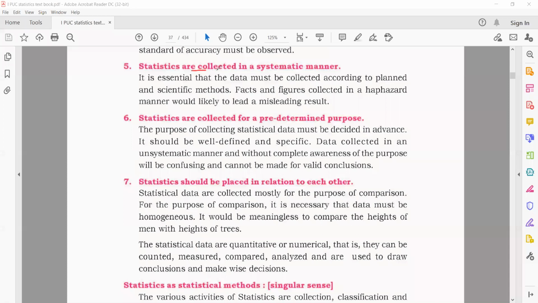So the fifth condition we apply on statistical data is that it should be collected in a systematic manner. So don't just be lazy and collect the data in any manner.